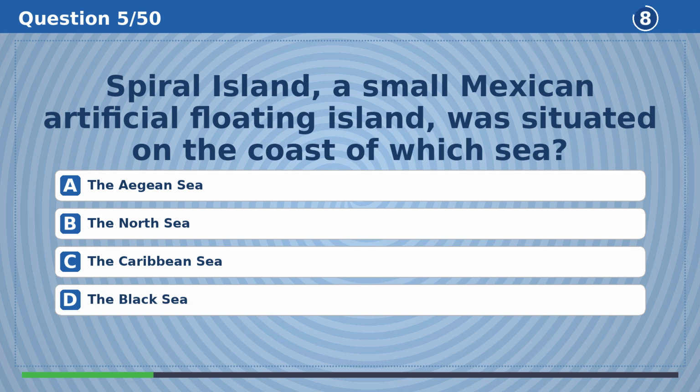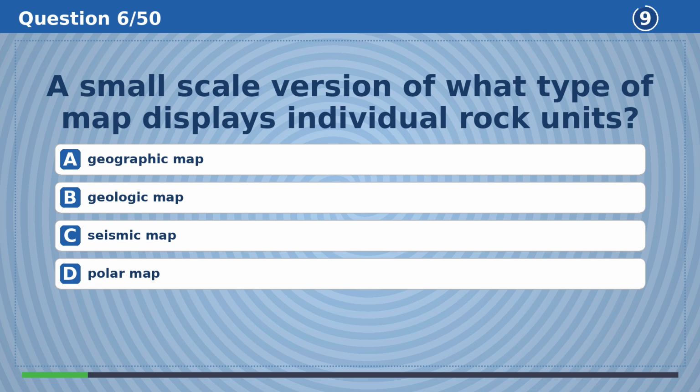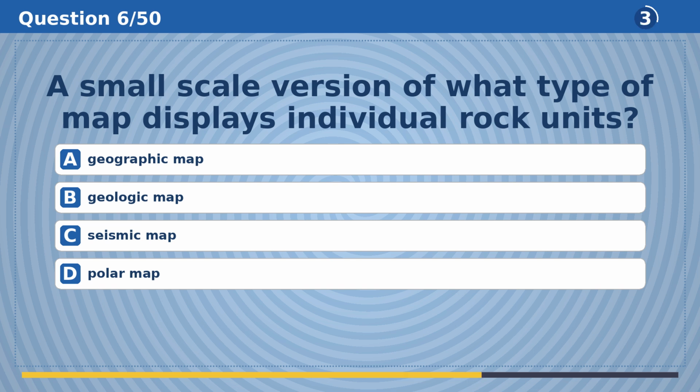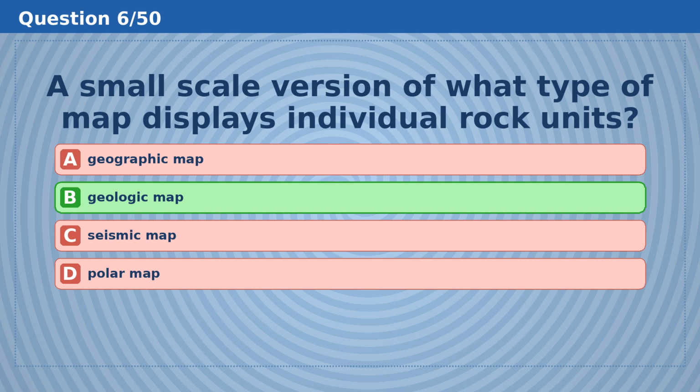Spiral Island, a small Mexican artificial floating island, was situated on the coast of which sea? The answer is C. The Caribbean Sea. A small-scale version of what type of map displays individual rock units? The answer is B. Geologic map.